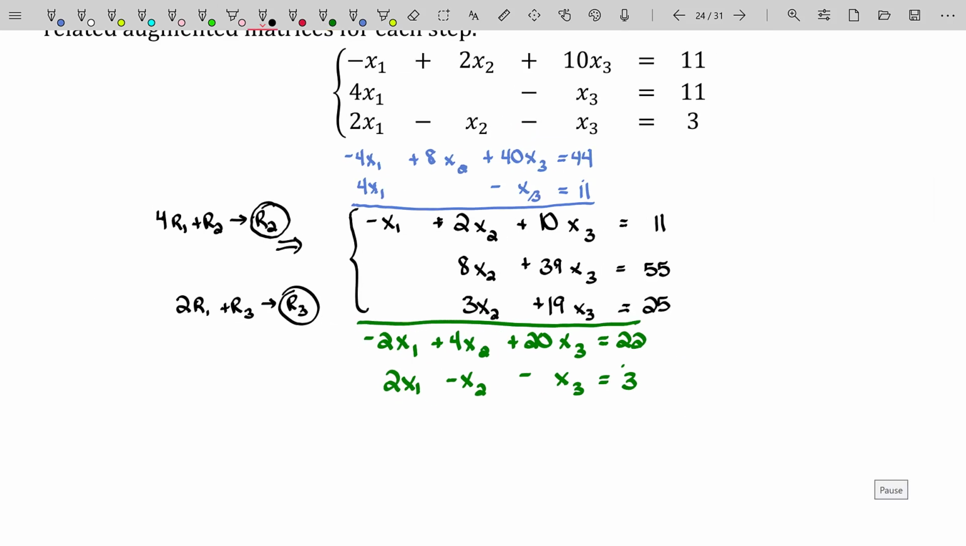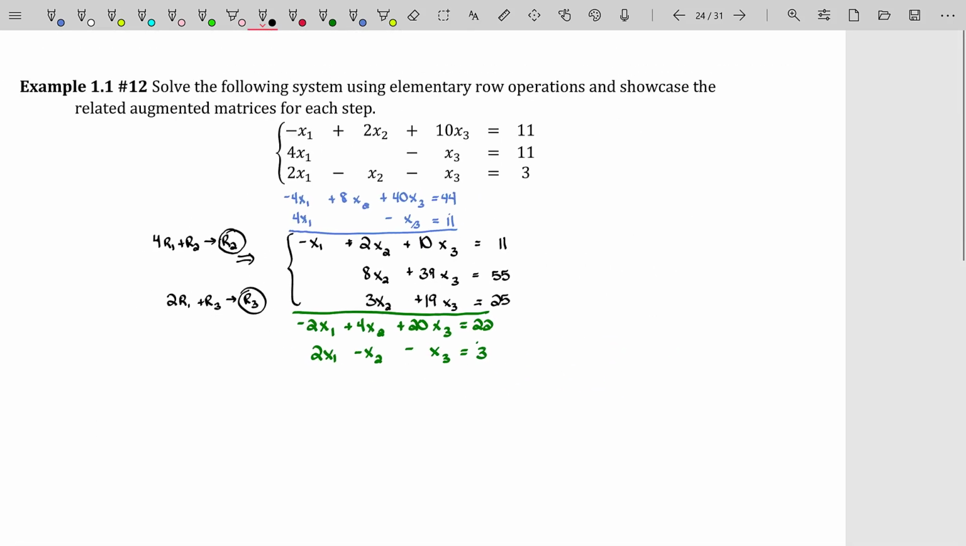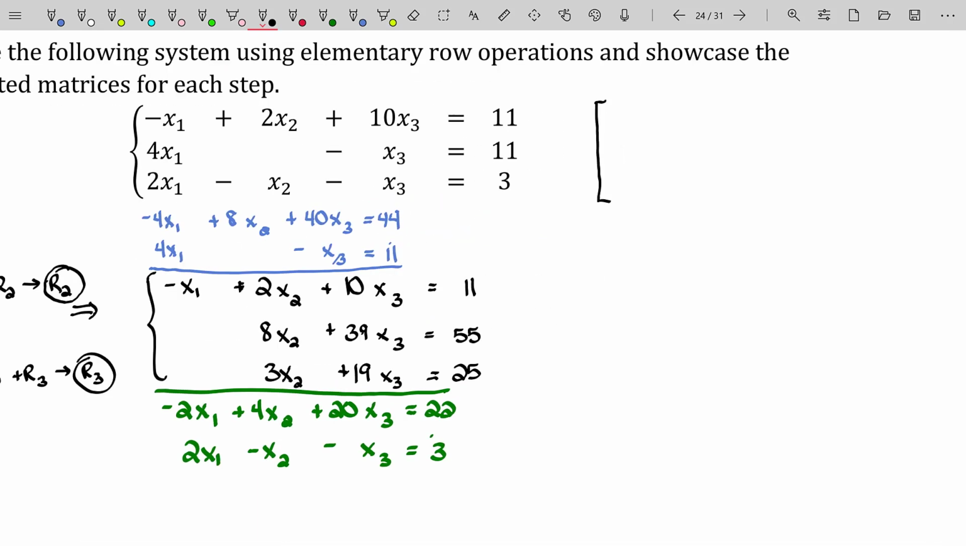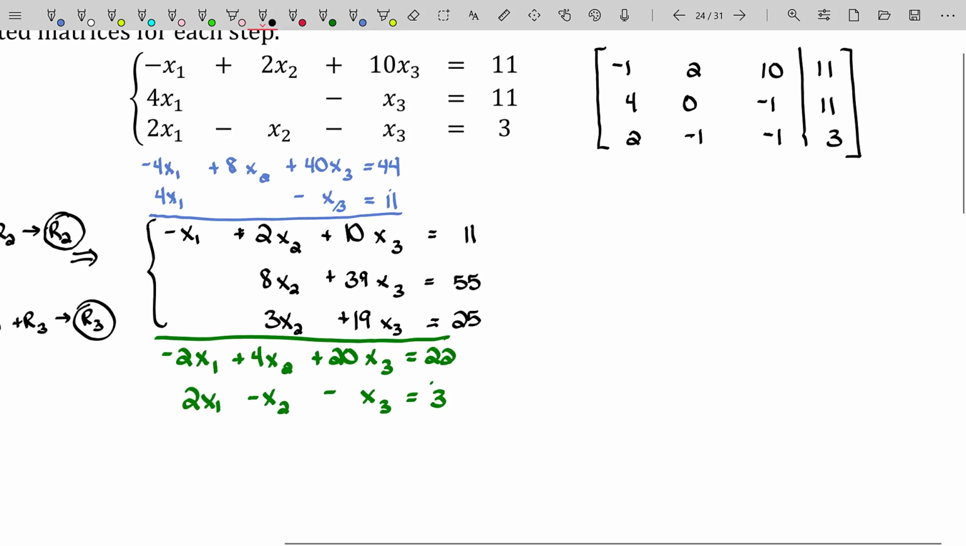So far, so good. Now let me spend a moment writing the augmented matrices off to the side here, just so you can see what's happening. The augmented matrix for the original system was -1, 2, 10, augmented with 11, and the rest of that there. Now, I have to tell you, working with augmented matrices is a lot cleaner than working with the actual linear system. It's only cleaner because you're not having to write the variables and the equal signs every single step. The next augmented matrix that we have right here is the following.